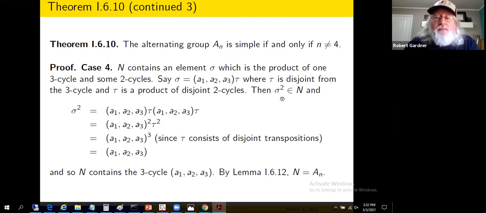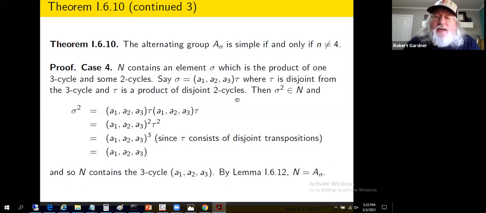Sigma squared, taking this to be sigma. Sigma squared is an element of N because sigma is an element of N. Sigma squared, it's a slightly different argument here, can be written as (A1 A2 A3) tau (A1 A2 A3) tau, simply replacing what we have here. The taus get together again. Now we've got tau squared, which is the identity.